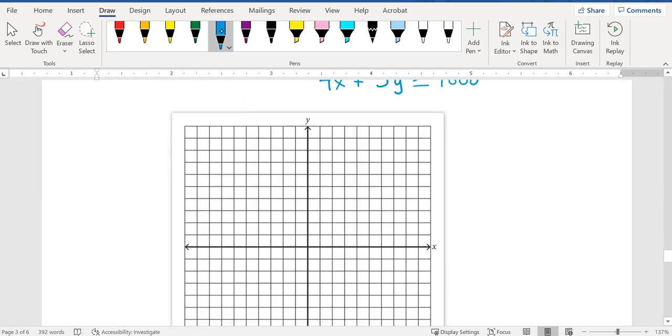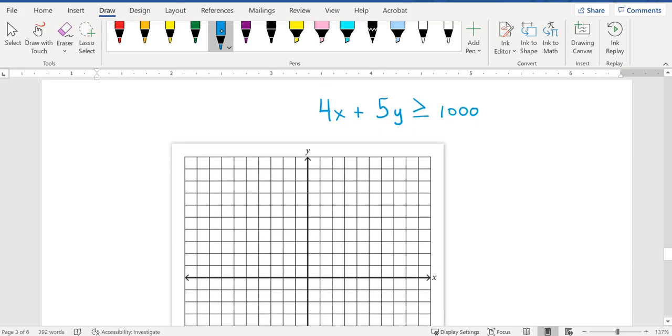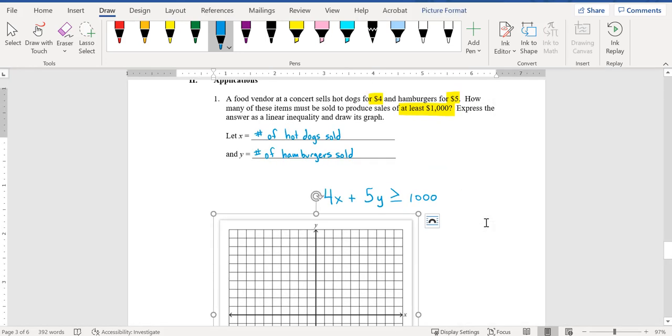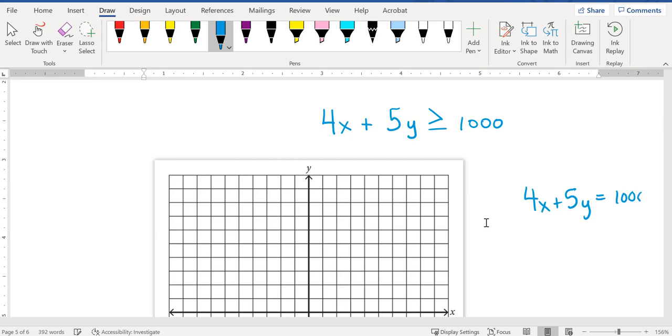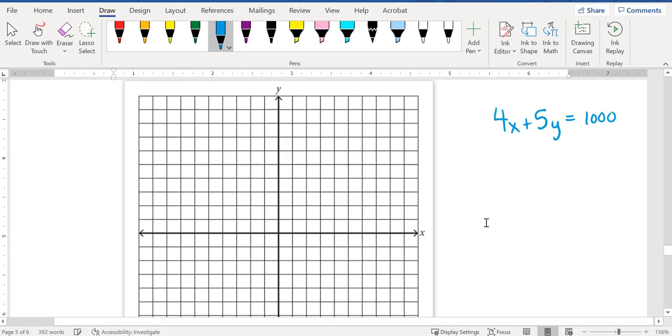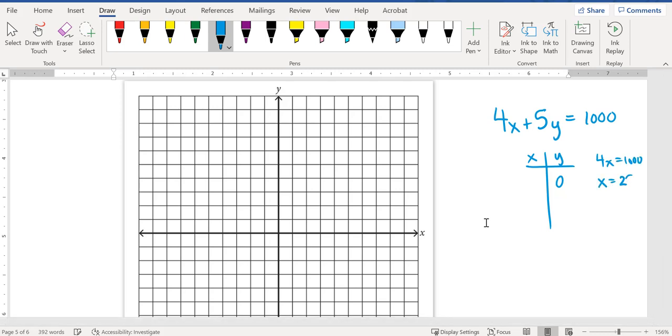All right, so let me write the corresponding equation. The corresponding equation is 4x plus 5y equals 1,000. And if I graph by intercept method, if y is 0, I get 4x equals 1,000, so x is equal to 250. If x is 0, I get 5y equals 1,000, so I get y equals 200.